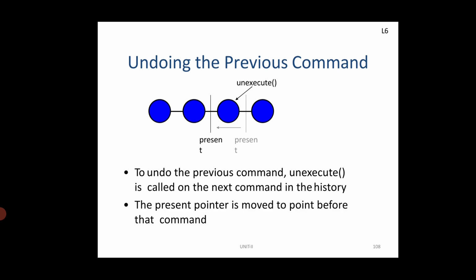Present is here. You can see that by simply repeating this procedure, we get multiple levels of undo. So the number of levels is limited only by the length of the command history. To undo the previous command, the unexecute function is called on the next command in the history, so the present pointer is moved to point before that command.